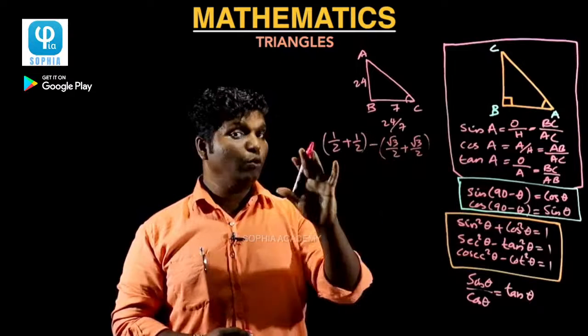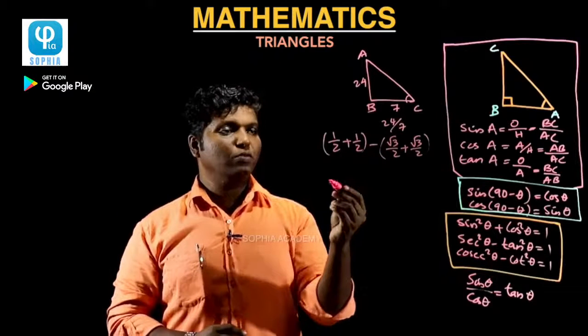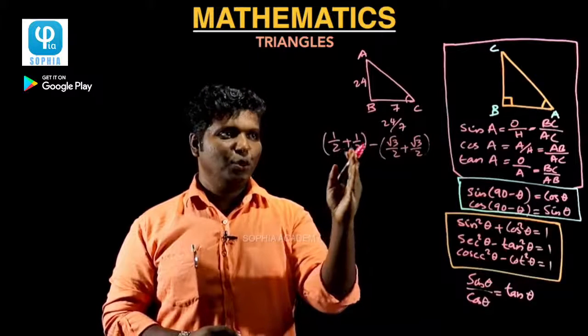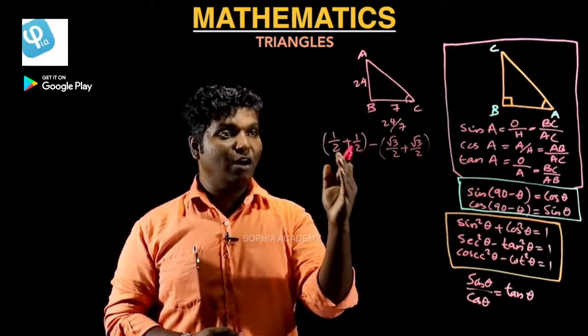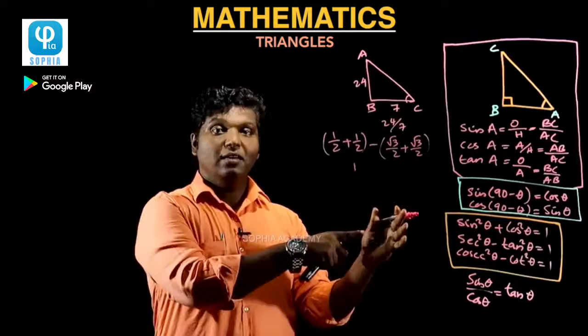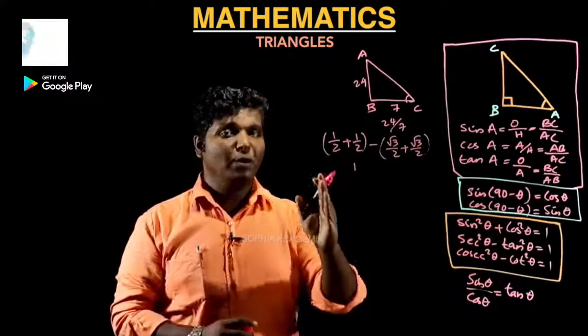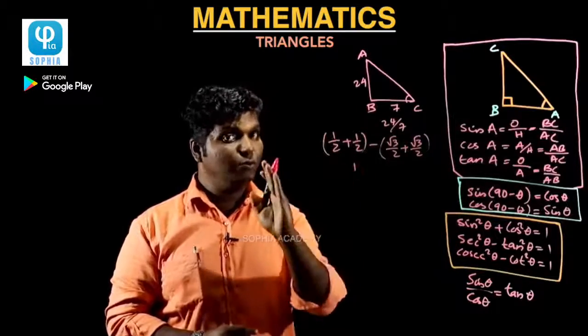That's why I told you, if you know the values very fast, you will be able to solve this one. Now 1 by 2 plus 1 by 2. 1 by 2 is half, 1 by 2 is another half. Half plus half is 1 itself. There is no need to take the common denominator 2 and then do 1 plus 1 is 2, then 2 by 2 is 1. 1 by 2 means it's half. So half plus half is full 1.